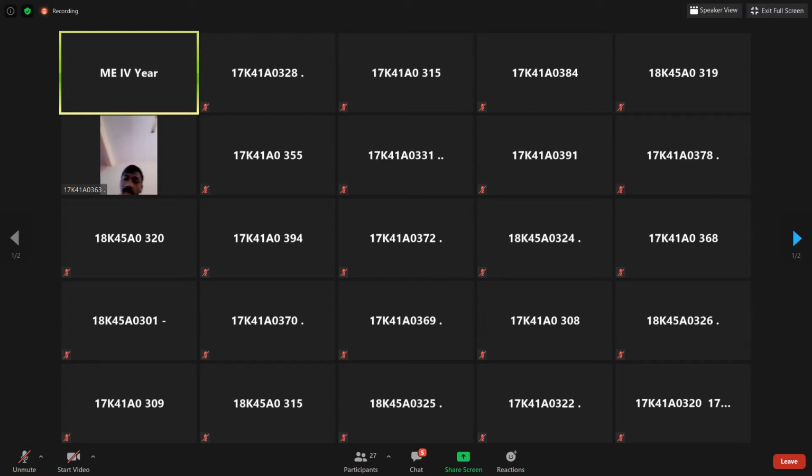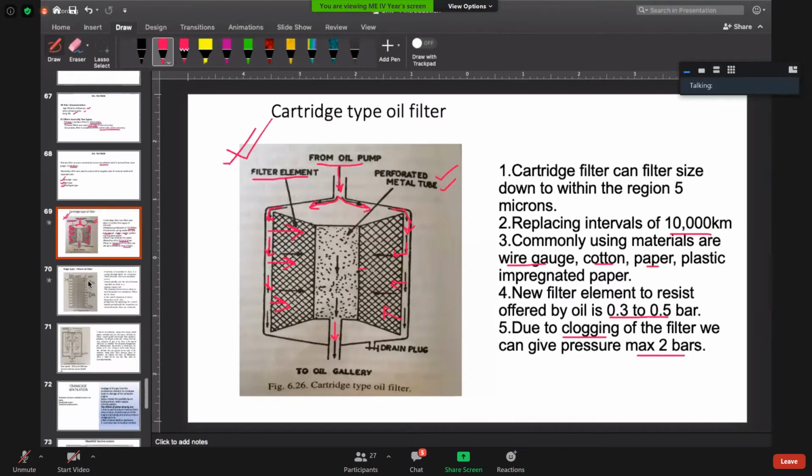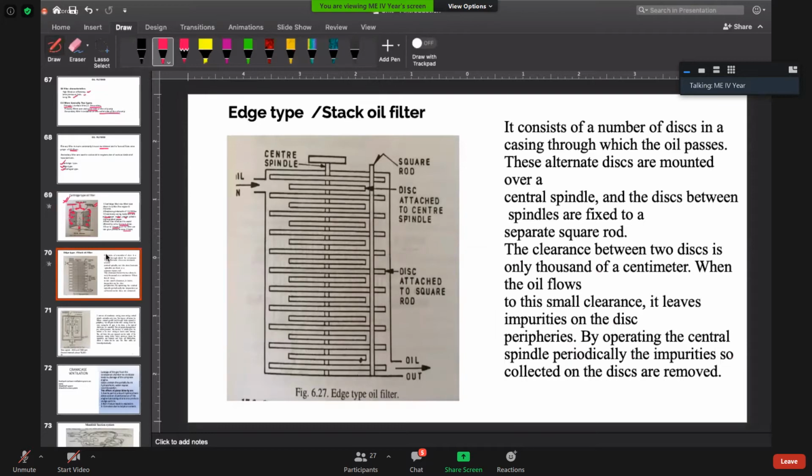Now the second type we will see, coming back to our slides. After cartridge, we have the edge type or stack oil filter. As the name suggests, here we have a number of discs connected on some central spindle, as well as the places between two discs are filled with another disc which is attached to a square rod.